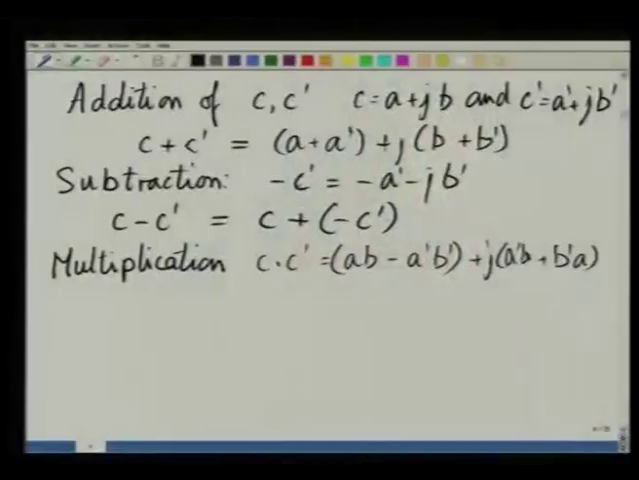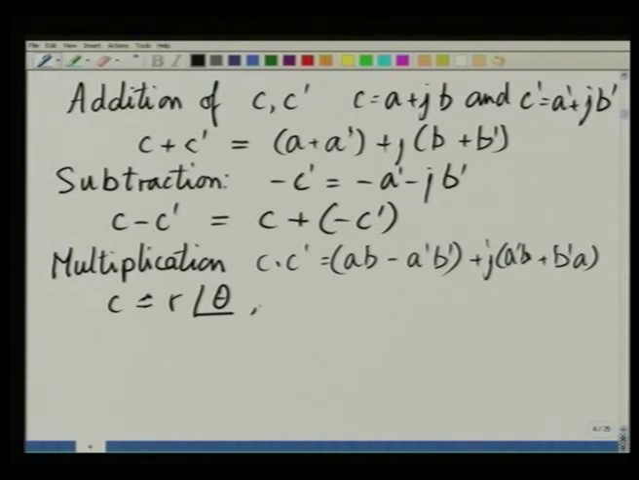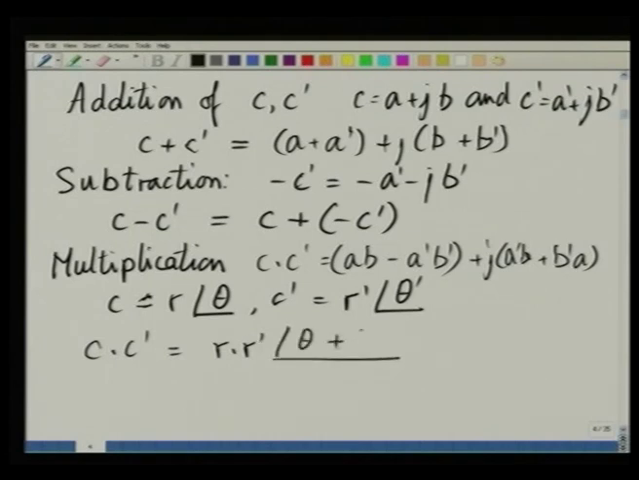Instead, if we look at multiplication in polar coordinates, it is much easier. Let us say that c is r at an angle theta. This is how we would denote the number in polar coordinates, and c prime equals r prime at the angle theta prime. Then the multiplication of c and c prime is given by r times r prime at an angle theta plus theta prime.